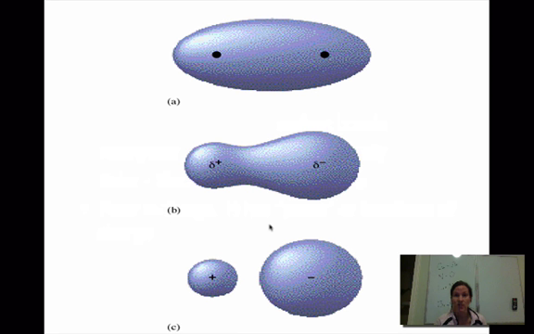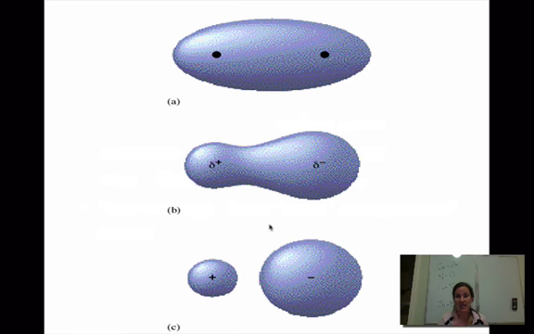B instead shows a polar covalent bond. You can see here that the orbital is no longer symmetrical. One side of the bond has a larger region where electrons reside than the other. There's a bigger blue circle on one side than the other. Okay? And that's because there's an uneven share. One side of the bond basically has the electrons more often than the other side.